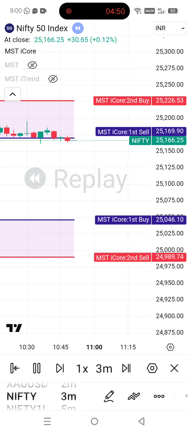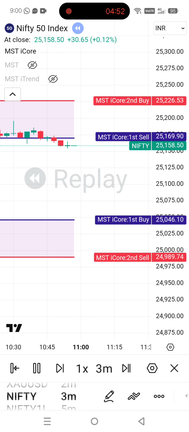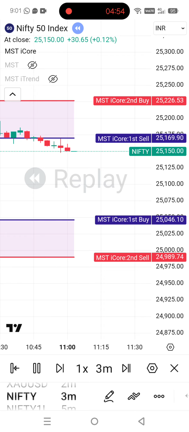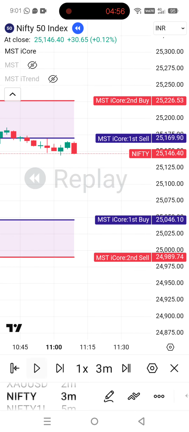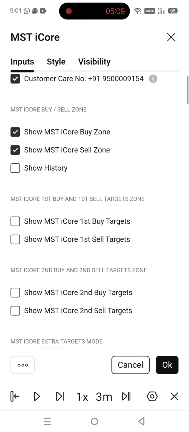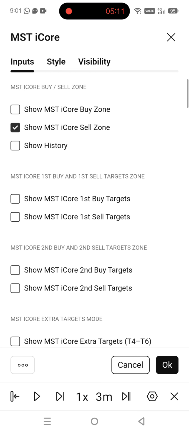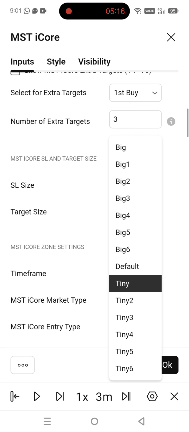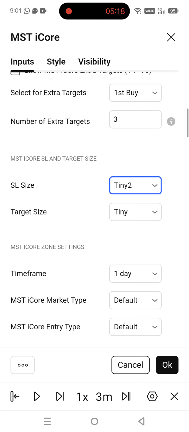Once the entry is made, reduce the stop loss to tiny 2 or tiny 3. If you cannot bear more loss, you can reduce the stop loss to tiny 2 or tiny 3. Now you can see one candle closed below and the low of that candle is broken. Go to the indicator settings, remove the buy, enable the sell targets, and also enable the second buy targets, so that if SL is hit, you can go for the reversal entry.